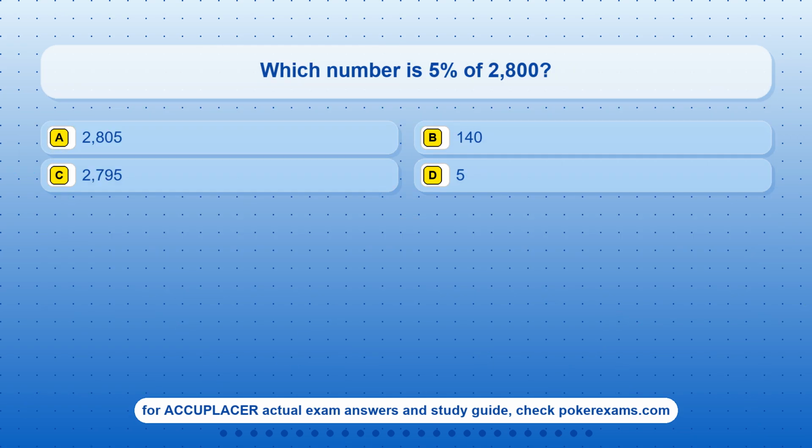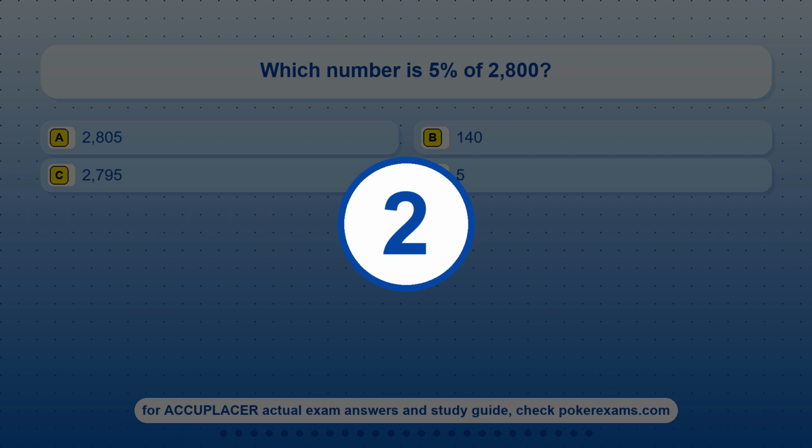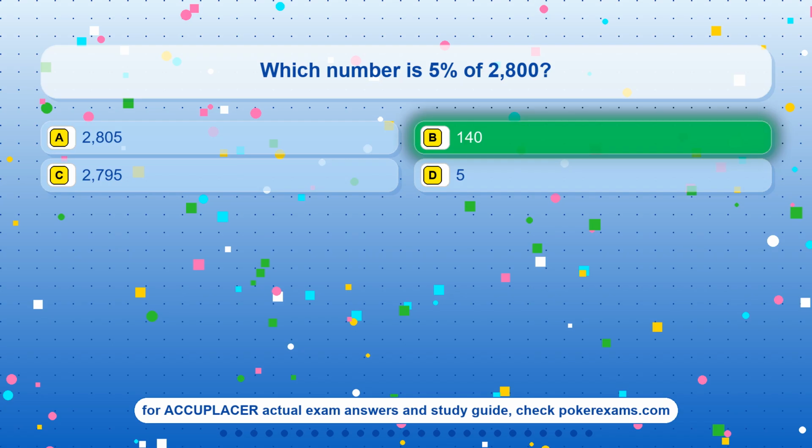Question 16. Which number is 5% of 2,800? Option A, 2,805. Option B, 140. Option C, 2,795. Option D, 5. The correct answer is option B, 140.